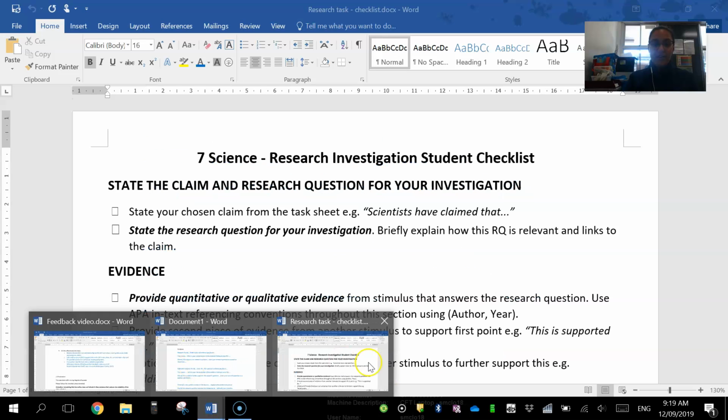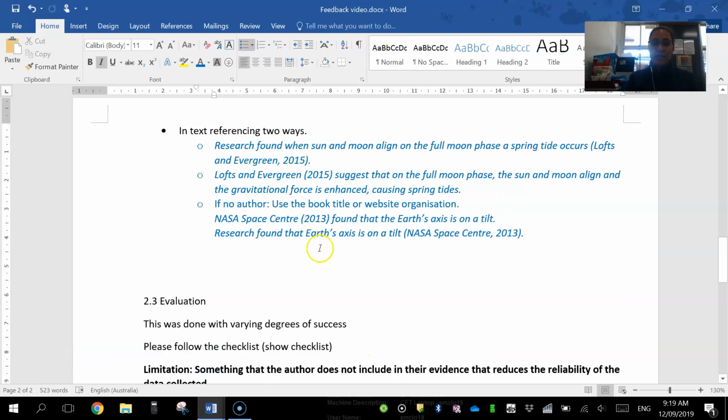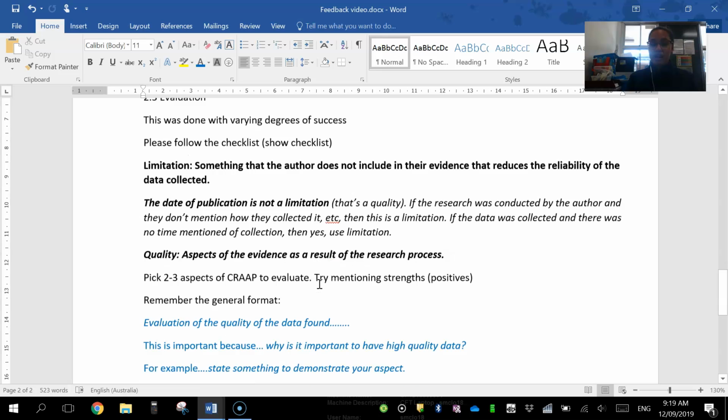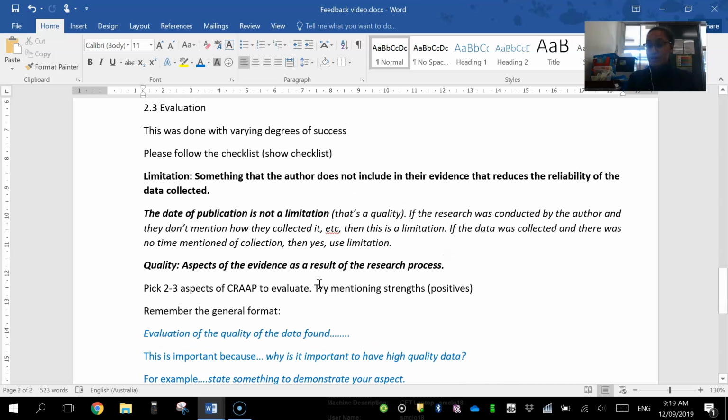Right-o. Evaluation. Now this was done with varying degrees of success. I know that it is one of the trickier things to do because it is a more complex thinking skill, because you're trying to weigh up the pros and cons, or the strengths and limitations of how you did your research as well as the evidence you collected.